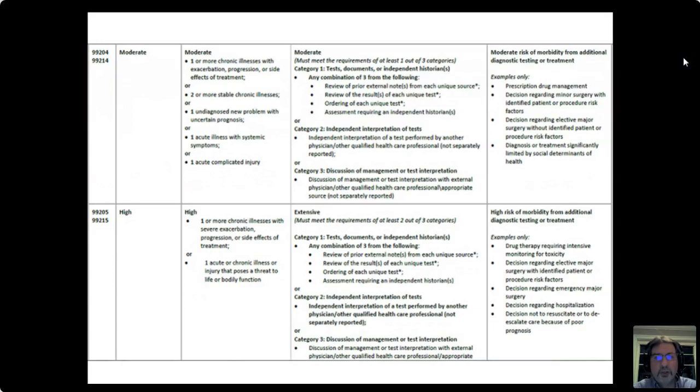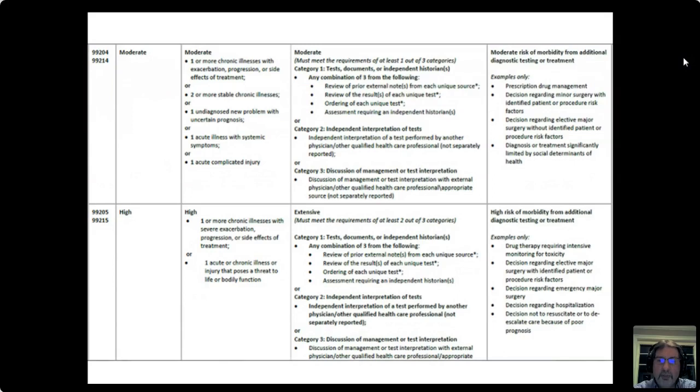For the data, review of tests and documents, this gets a little bit more complicated. The two categories from level 3 get combined into category 1 on this one. So you see we have any combination of 3 from the following: review of prior external notes from each unique source, review of the results of each unique test, ordering of each unique test, or assessment requiring an independent historian. Or category 2, which is independent interpretation of tests.